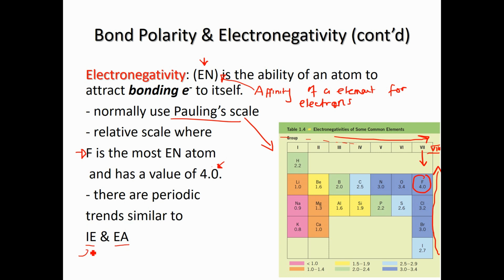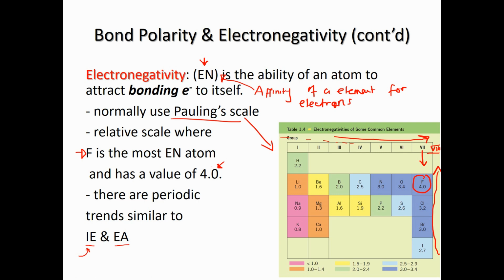The higher the ionization energy, which is the energy required for an element to lose or gain an electron, the higher the electronegativity, if you are looking at a nonmetal. Okay, so let's not dwell much on that.